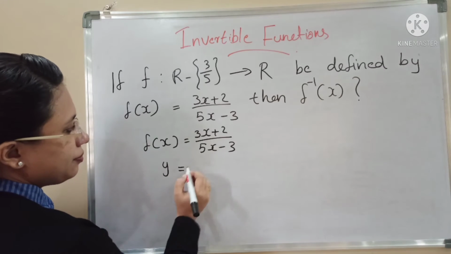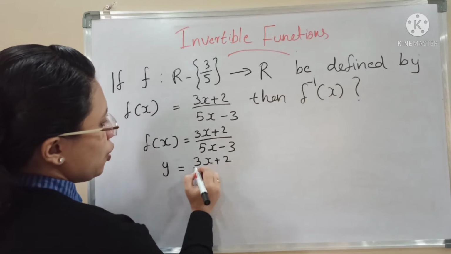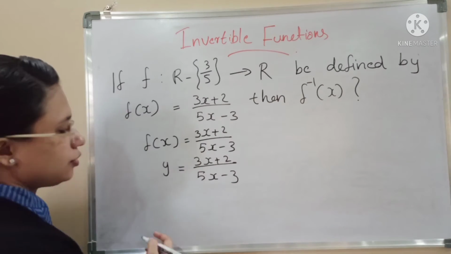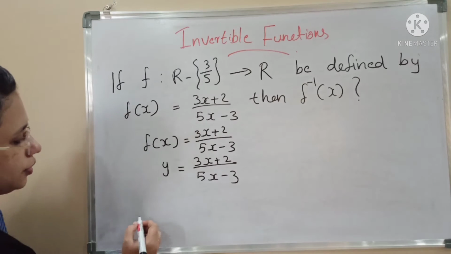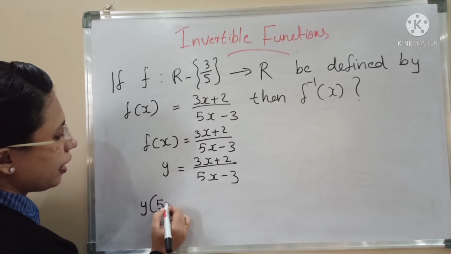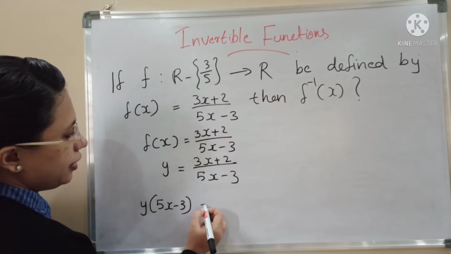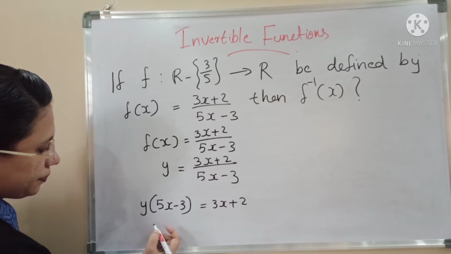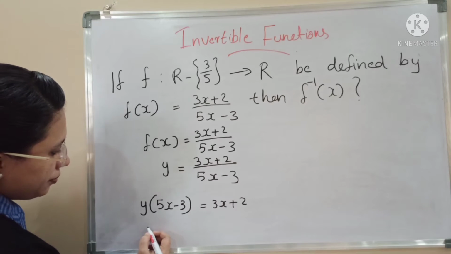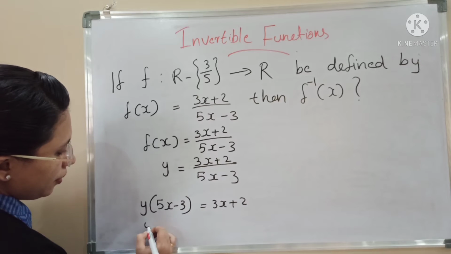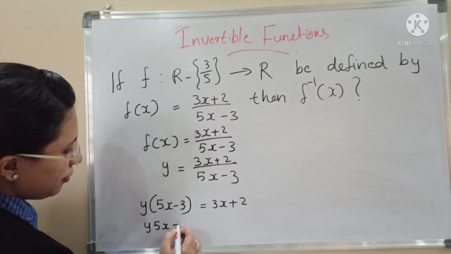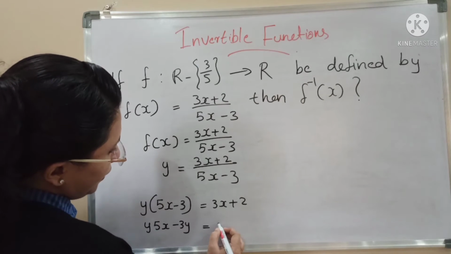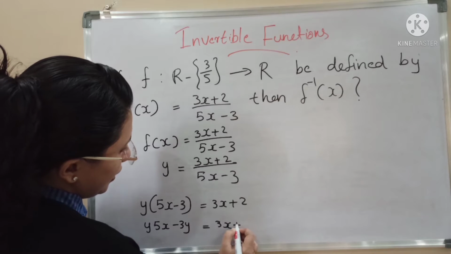y equals (3x plus 2) over (5x minus 3). Just do the rearranging. So y times (5x minus 3) equals 3x plus 2. Now, y times 5x minus 3y equals 3x plus 2.